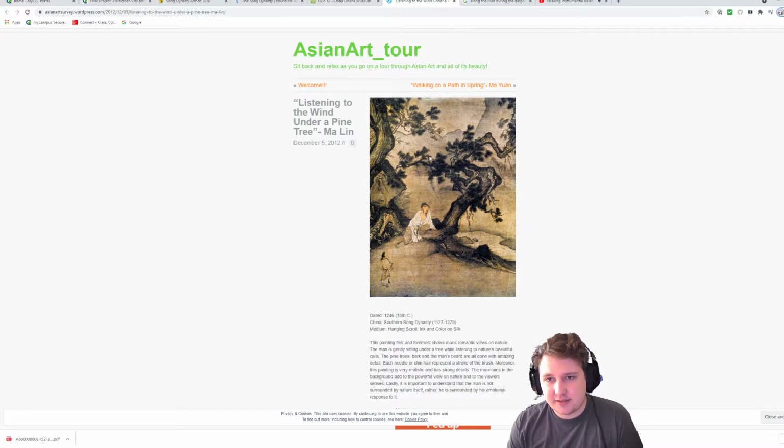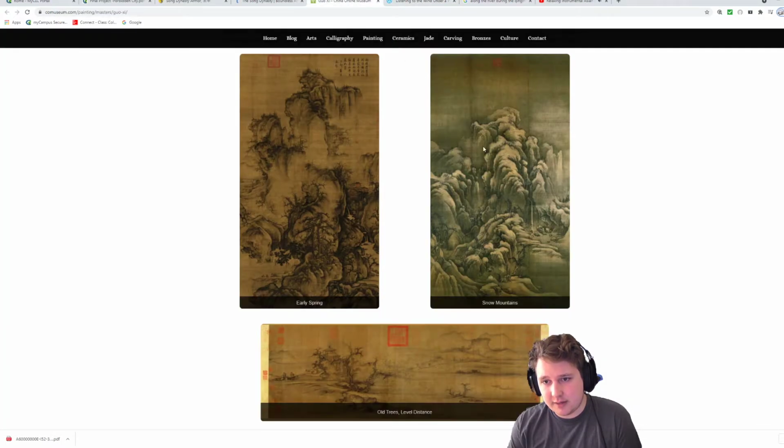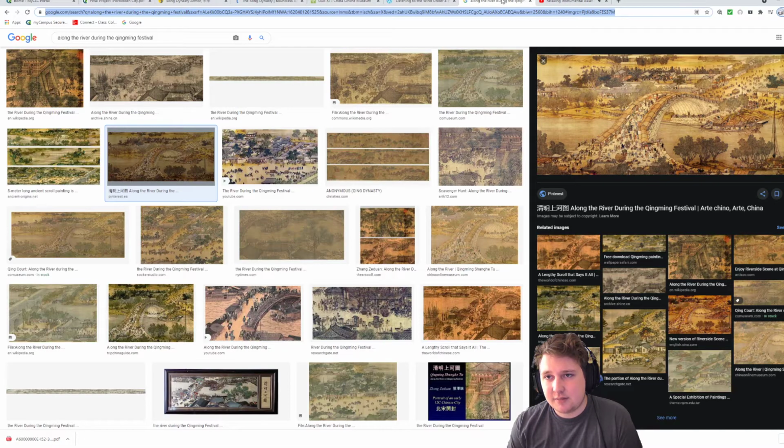Now, as you can see here, this painting is actually from the National Palace Museum, and the Snowy Mountain one is actually from the Shanghai Museum. And the Along the River during the Qingming Festival painting is from the Royal Palace Museum.